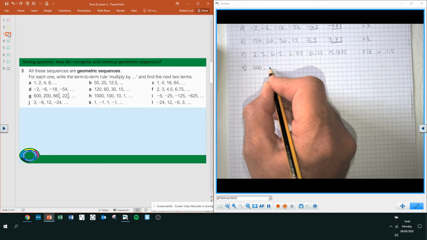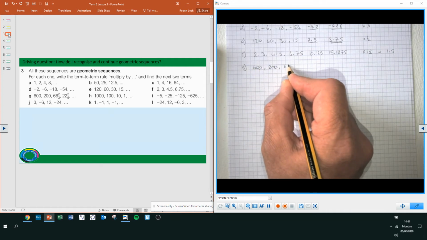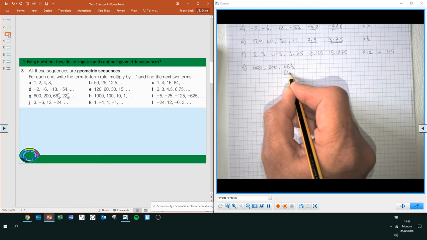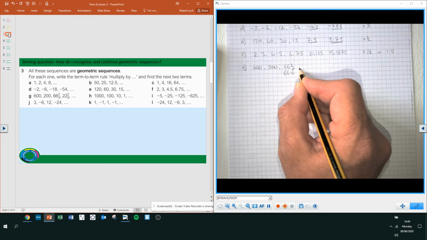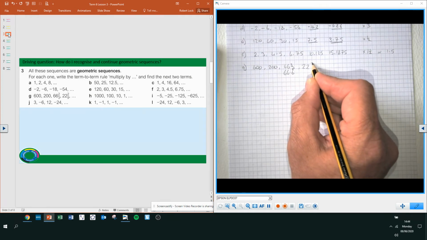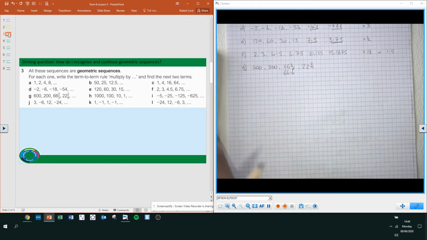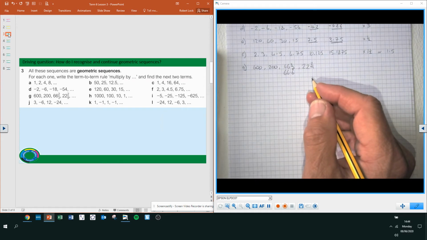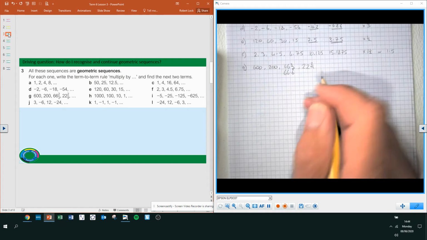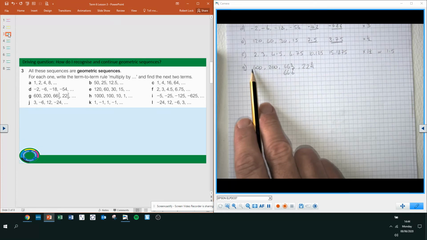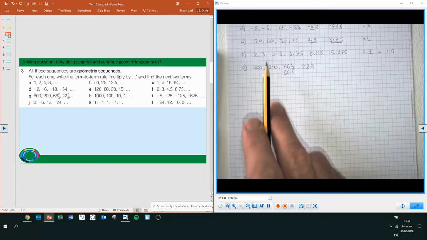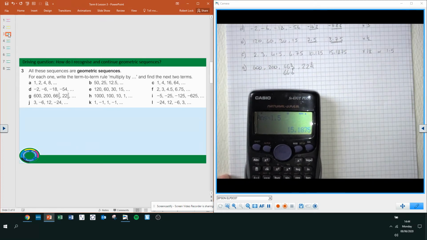600, 200, 66 2/3, or 66.6 recurring, 22.209. No idea what that would be. So 62... divided by 3. Let's see if that works. Divided by 3. 600 divided by 3 is 200.